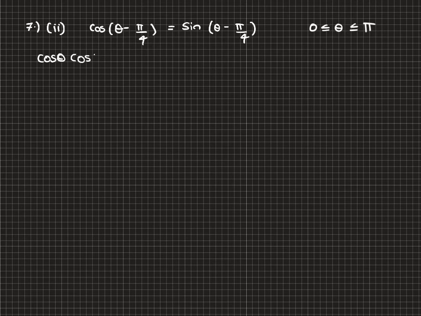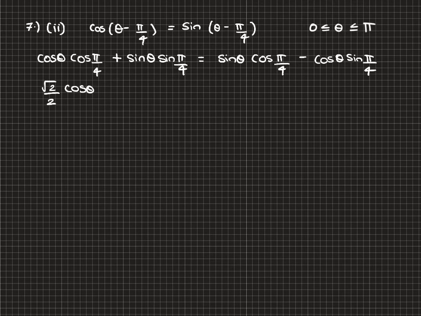So cos theta cos pi by 4 plus sine theta sine pi by 4 equals sine theta cos pi by 4 minus cos theta sine pi by 4. Now, cos pi by 4 and sine pi by 4 take the same value of root 2 over 2 or 1 over root 2, depending if you've rationalised or not. So we can substitute in, like so, for each of these. And then, interestingly, we can see that this term and this term are identical, so cancel from both sides.